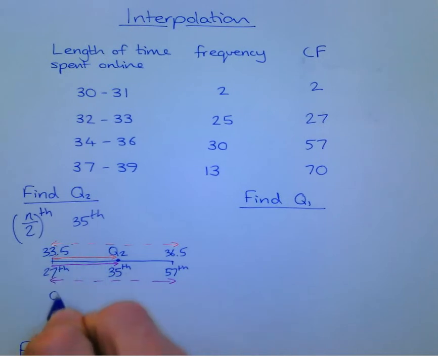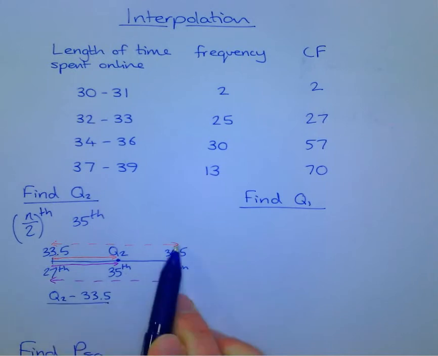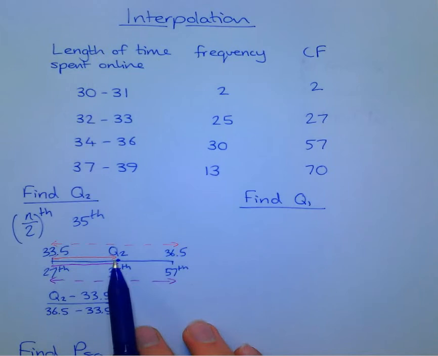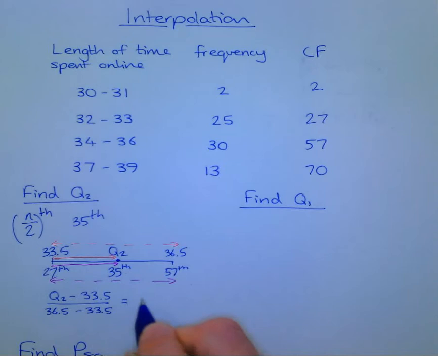Well, that's whatever that value is, take away that value. Out of how long this line is, well, that's 36.5, take away 33.5. So I'm basically writing a fraction for the proportion of this top line. And that's equal to the purple parts. So this length, well, that's going to be 35 take away 27, and 57 take away 27.